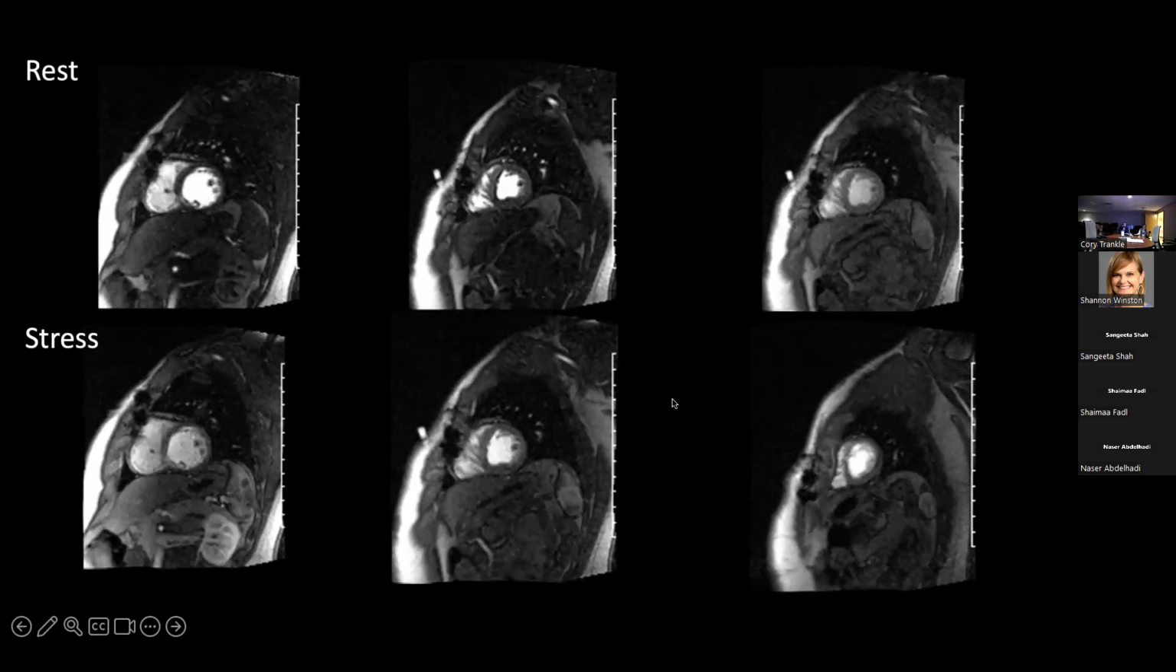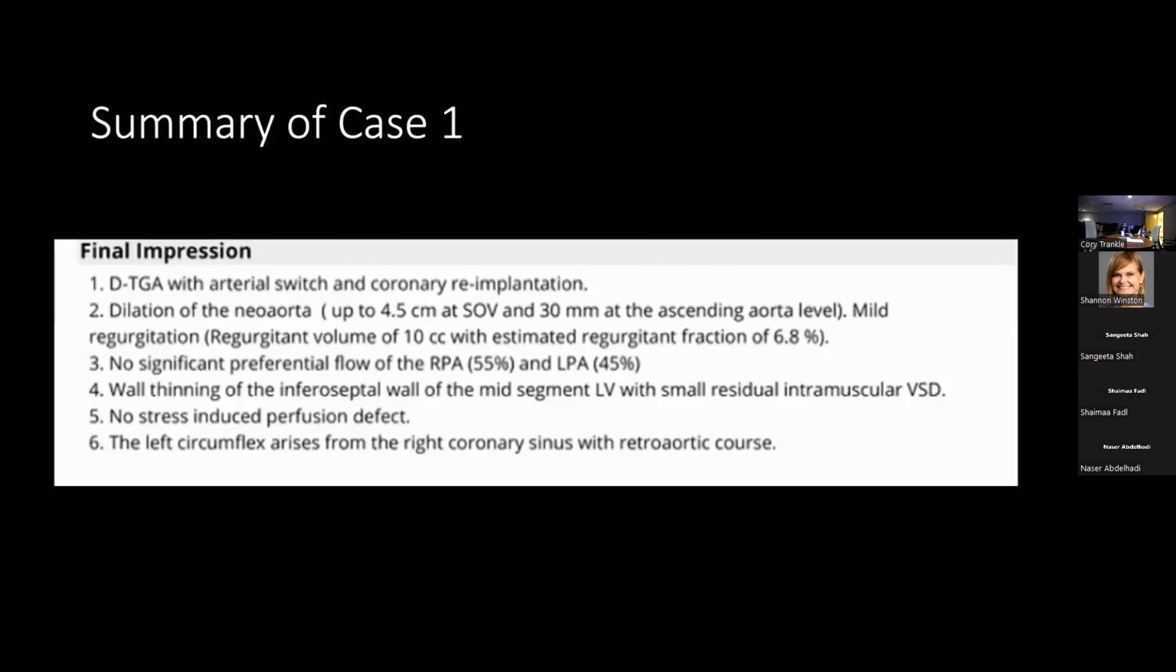In summary, this patient had a dilation of the new aorta, 4.5 centimeters, and mild regurgitation of the aorta, with a 6.8% regurgitant fraction. No preferential flow to the branches of the pulmonary arteries. There is a variation of the coronaries. The left circumflex is arising from the right coronary cusp with a retroaortic course.